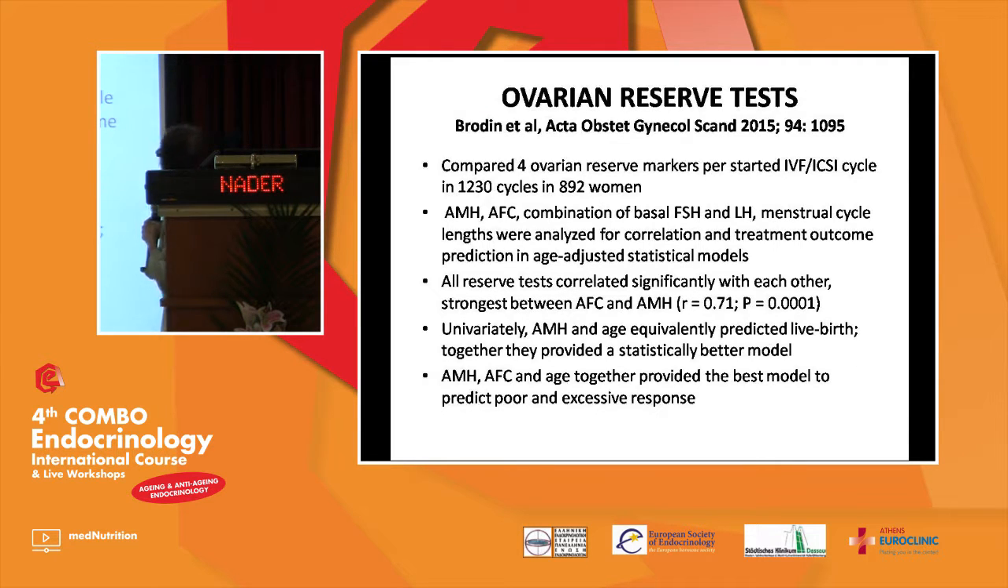And in this study, which came out last year, 4 different ovarian reserve markers were looked at per started IVF ICSI cycle in over 1,000 women. And AMH, antral follicle count, combination of basal FSH and LH, menstrual cycle lengths were analyzed for correlation and treatment outcomes. All the reserve tests correlated significantly with each other. The highest correlation was between the antral follicle count and AMH.